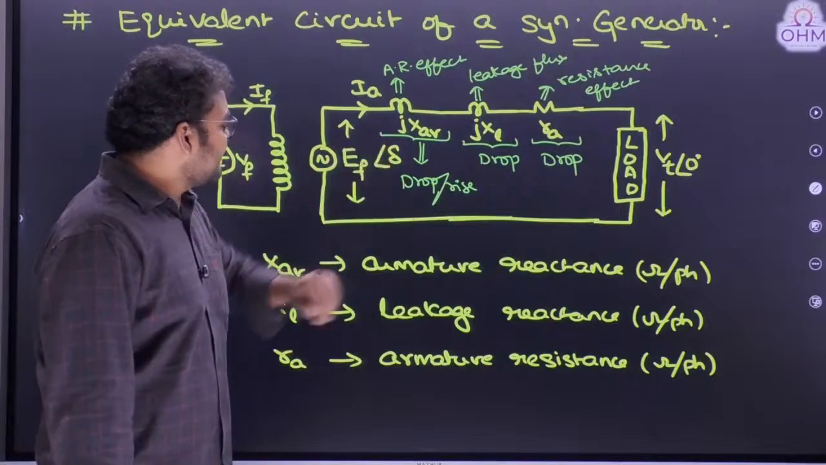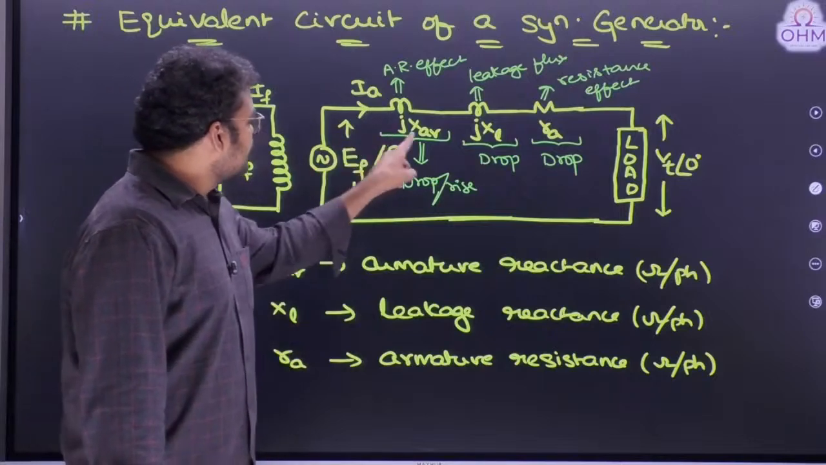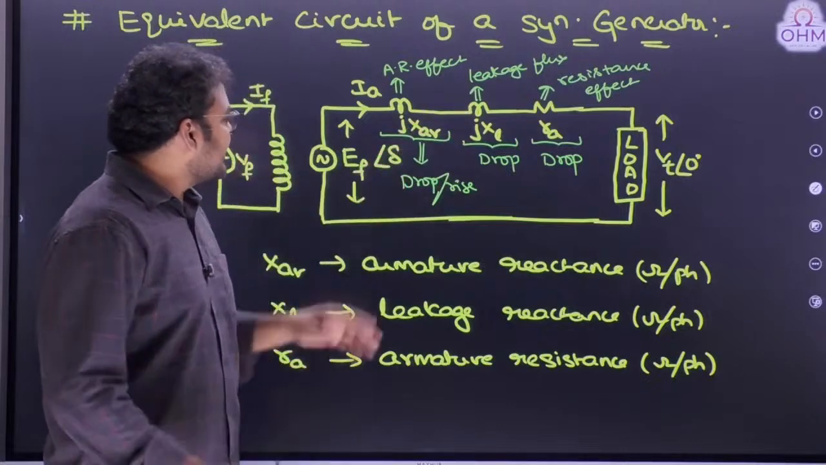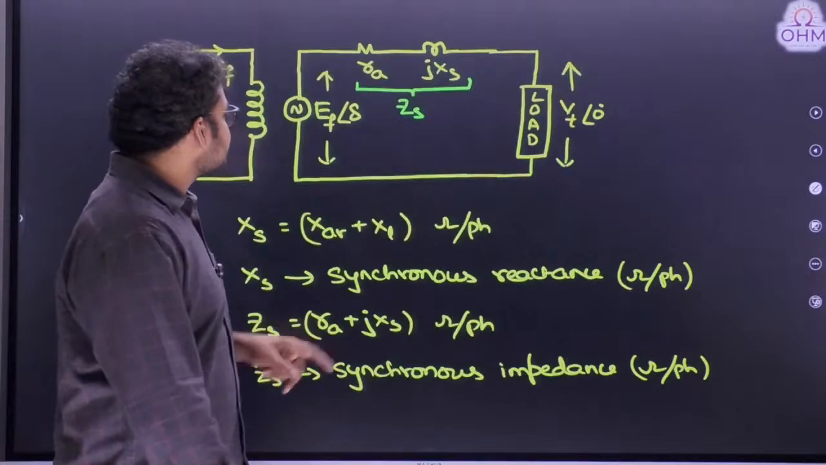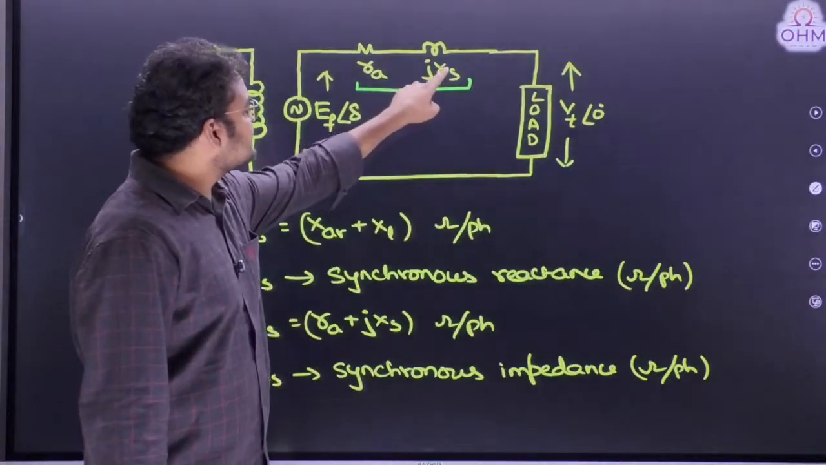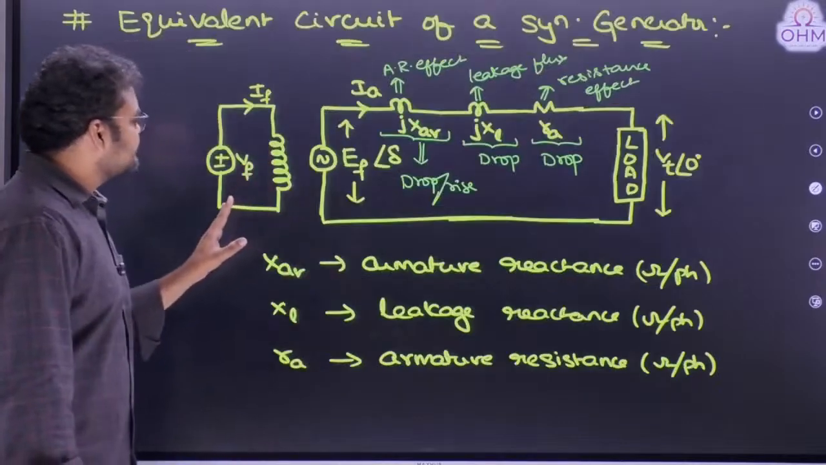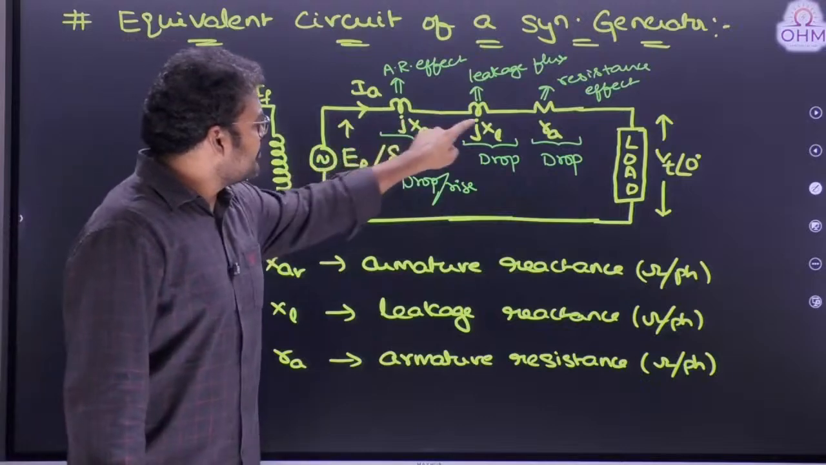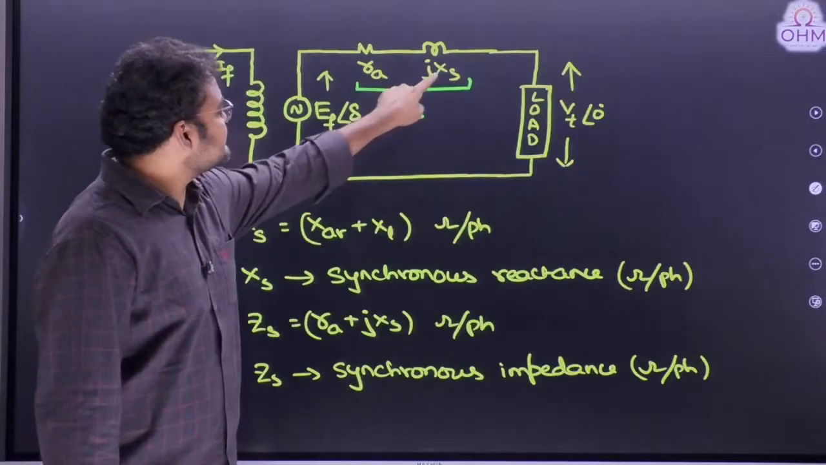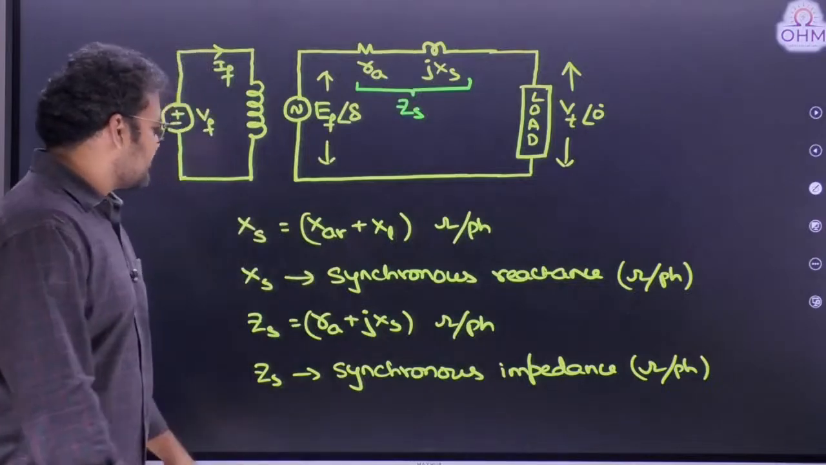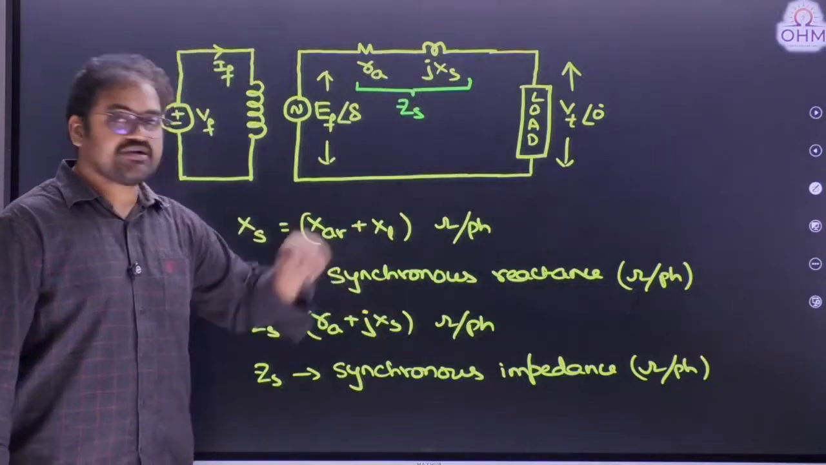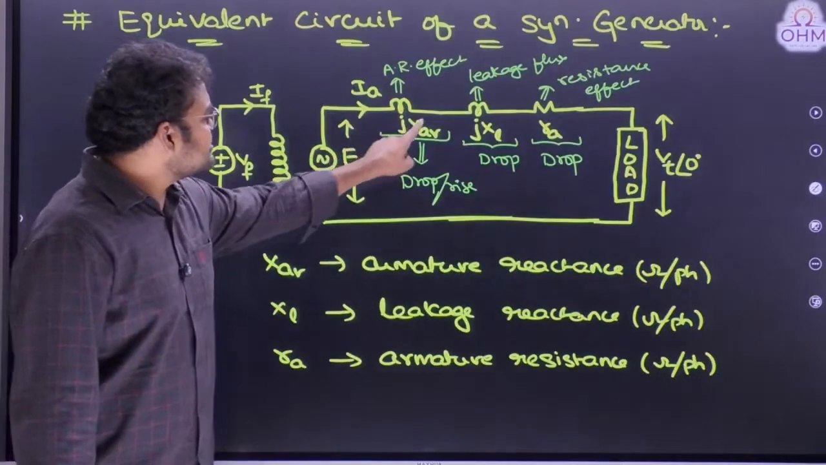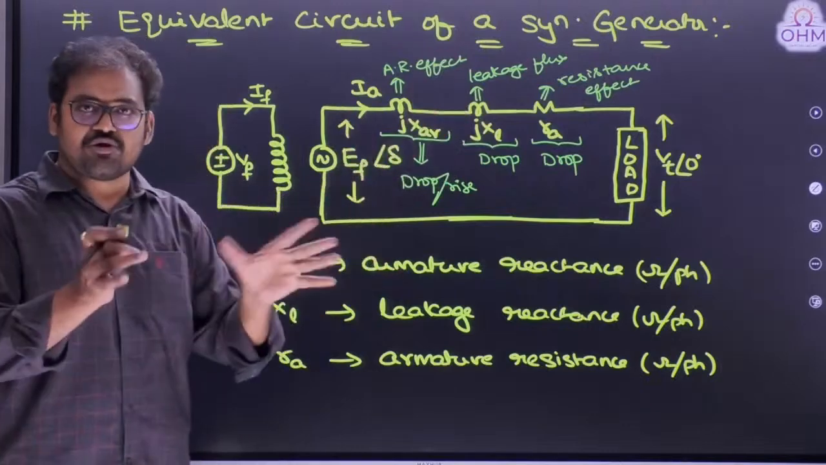Now, can we simplify the circuit here? Yes, there are two inductive reactances. I can combine both of them and represent them together as a single reactance. That is what we call synchronous reactance. Same circuit diagram: this is the field circuit, this is the armature circuit, and I just added both reactances together. So we got a single reactance known as synchronous reactance, XS. Can I say synchronous reactance is a combination of armature reactance and leakage reactance together? Yes.